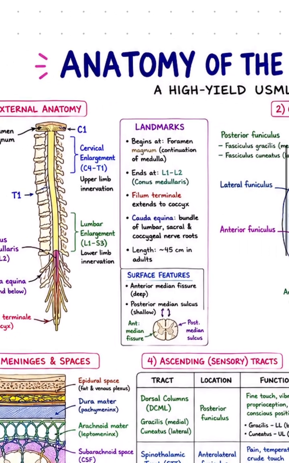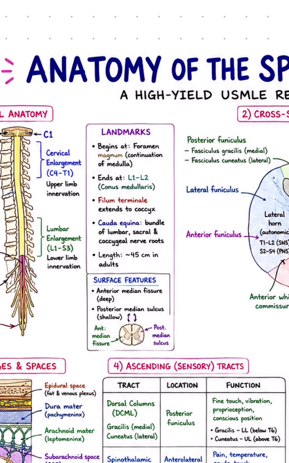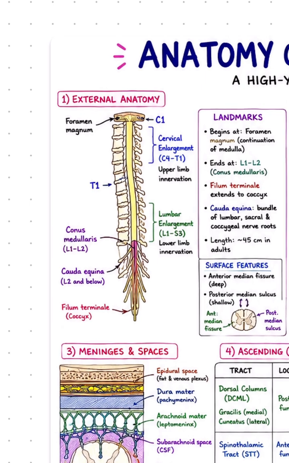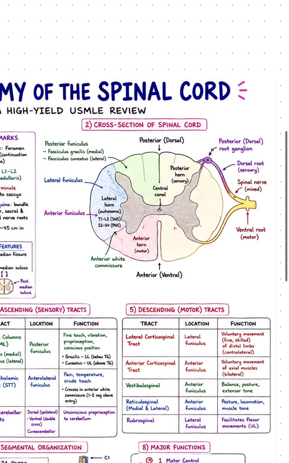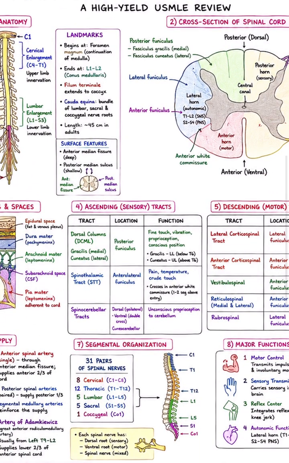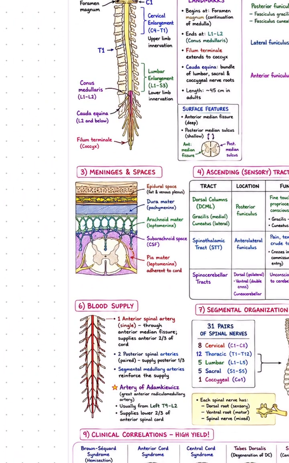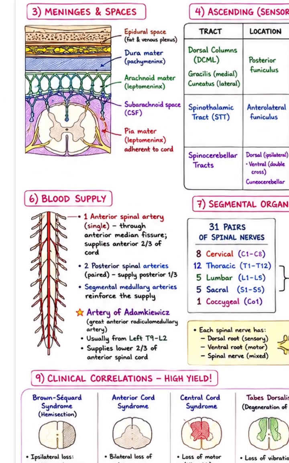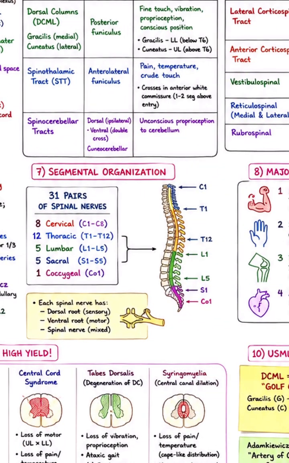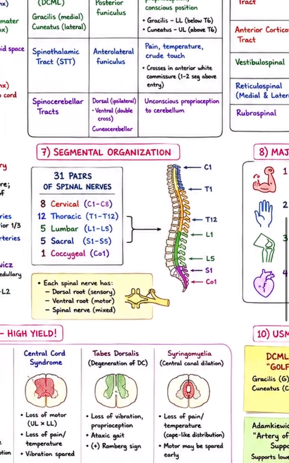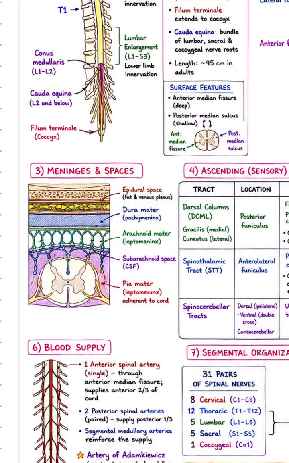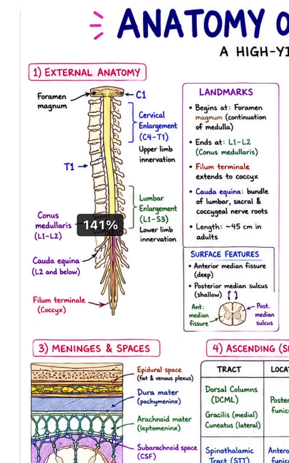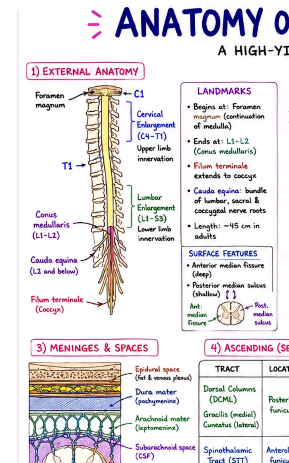Today we are going to study anatomy of the spinal cord, in which we will study the external anatomy, the cross section of the spinal cord, ascending and descending tracts, meninges and spaces, blood supply of spinal cord, segmental origination, major functions of spinal cord, and clinical correlations. Basically, the diseases that occur.